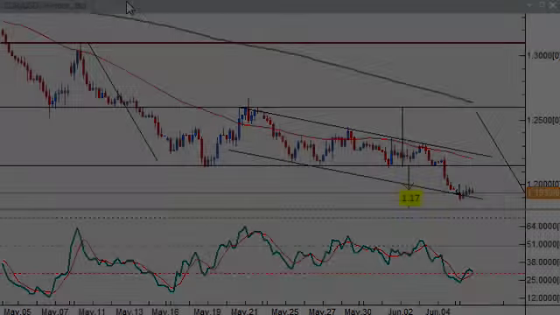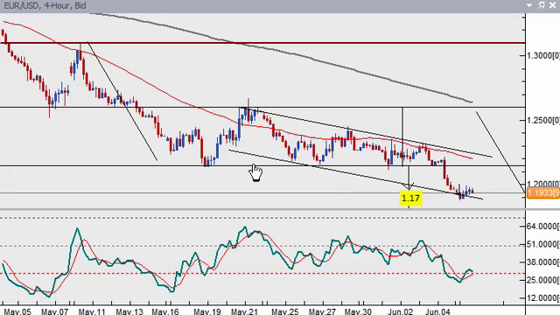Here's a look at the euro-dollar pair in the 4-hour time frame. Last week we had multiple tests of 1.2150. It almost broke on Thursday, but then on Friday it had the clear break.